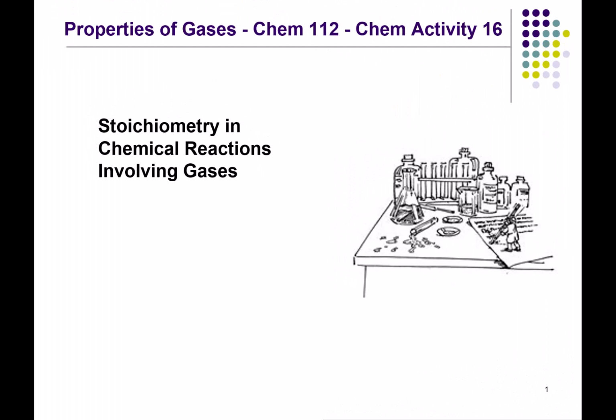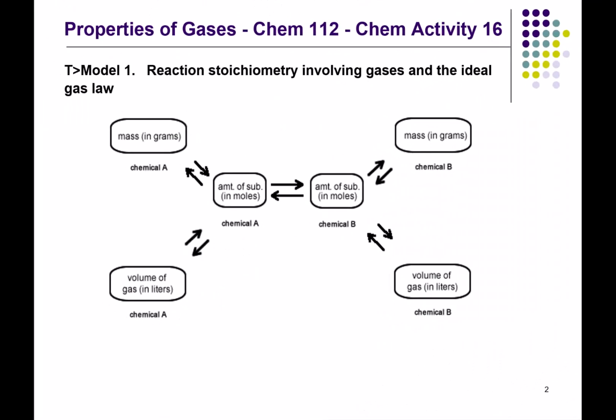In this video, we're going to take a look at stoichiometry that involves chemical reactions that include gases. Now, you are already quite familiar with applying stoichiometry to chemical reactions. So the only difference here is that this chemical reaction will include a gas as either a reactant or as a product. So let's take a look.